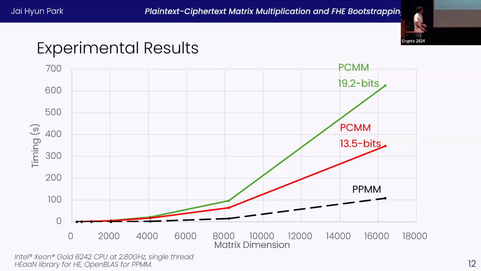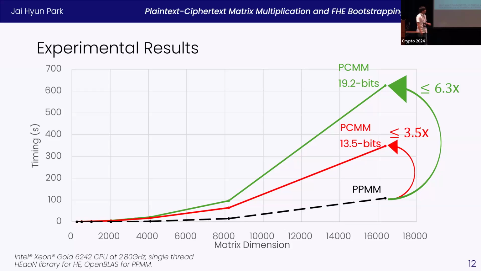Okay, so here are some evaluations. In the paper, we have several versions of algorithms, and for the precision-optimized one, PCMM was slower than the PPMM by only a factor of 6.3 or less. So this is not slower by orders of magnitude, just about six times slower. And for the latency-optimized one, it was slower by a factor of less than 3.5. So it was good.